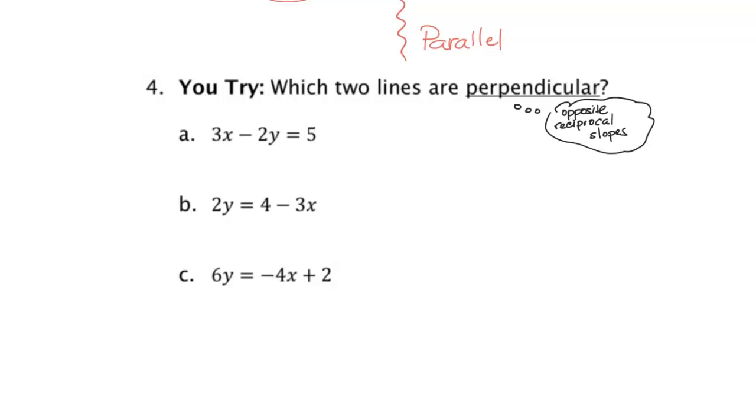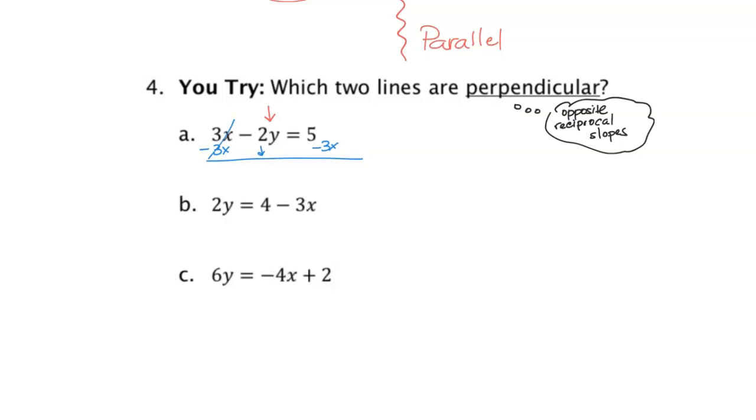Opposite reciprocal slopes. So the very first thing that we're going to need to do is solve each of our equations for y. Get your y by itself. So in letter A, we have the y term is negative 2y. So let's first get it by itself by removing our 3x. So subtract 3x on both sides.